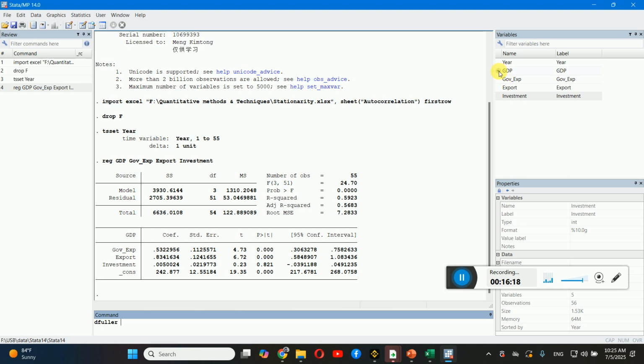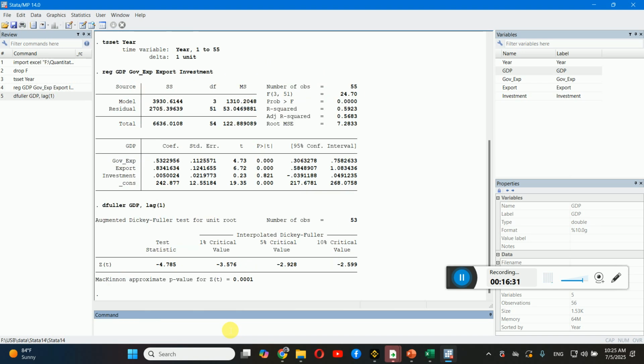So we are first checking the stationarity of GDP, and just comma, then you should type lag, because we are interested in checking one lag, and press enter. Okay, this is the augmented Dickey-Fuller test result. In this output, just look at the p-value. The p-value is less than 0.05.